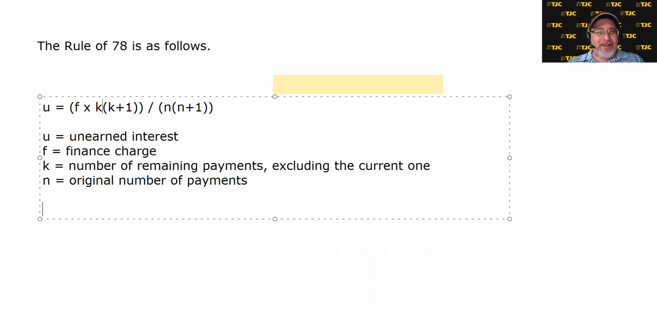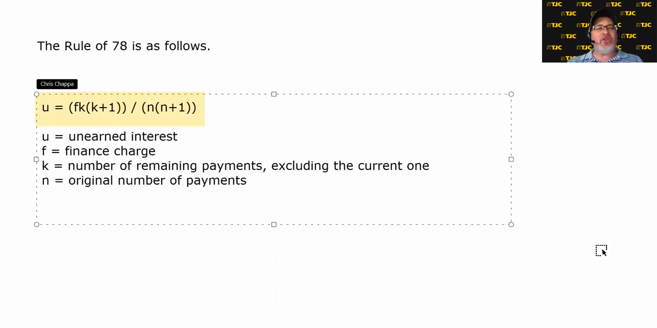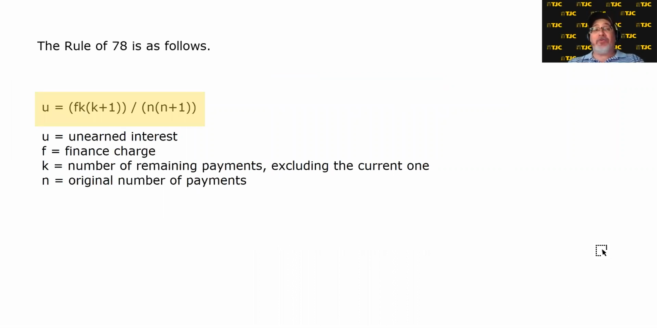I thought about writing it like this so that the multiplication was a little bit more explicit, but I guess there's nothing really wrong with that, but I'm going to continue to imply the multiplication with adjacency. Adjacency is the property of being next to something. All right, so all we need to calculate the unearned interest is the finance charge, which if we don't have, we can calculate, the number of remaining payments excluding the current one, and the original number of payments.